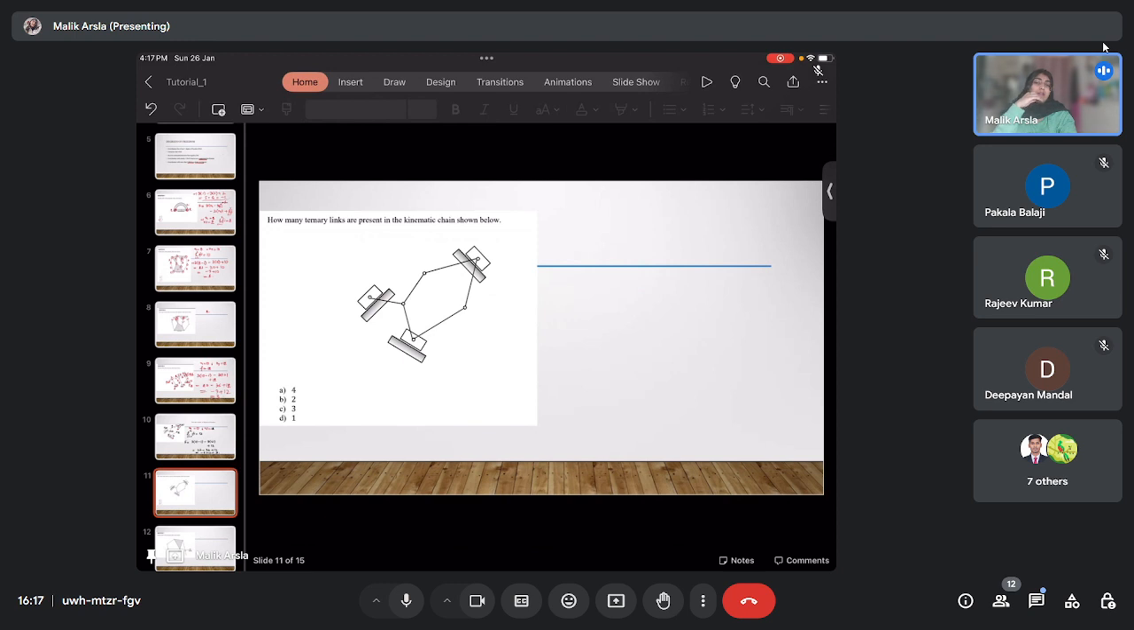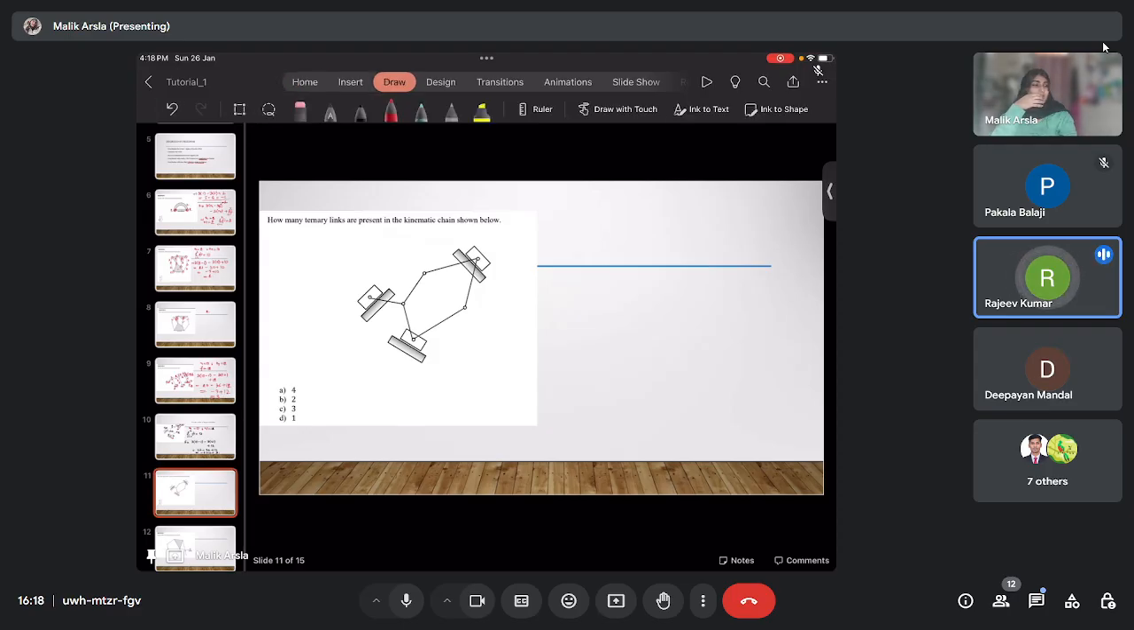Someone was saying something about sliders. Ma'am, two sliders. Ternary links is here. One is ground, and another one is by this link. Yeah, Rajiv, you were saying something. Ma'am, here two ternary links is here. One is ground and one is here, this point. Ma'am, I can't share my screen. This one, right? Ma'am, two sliders is joined.